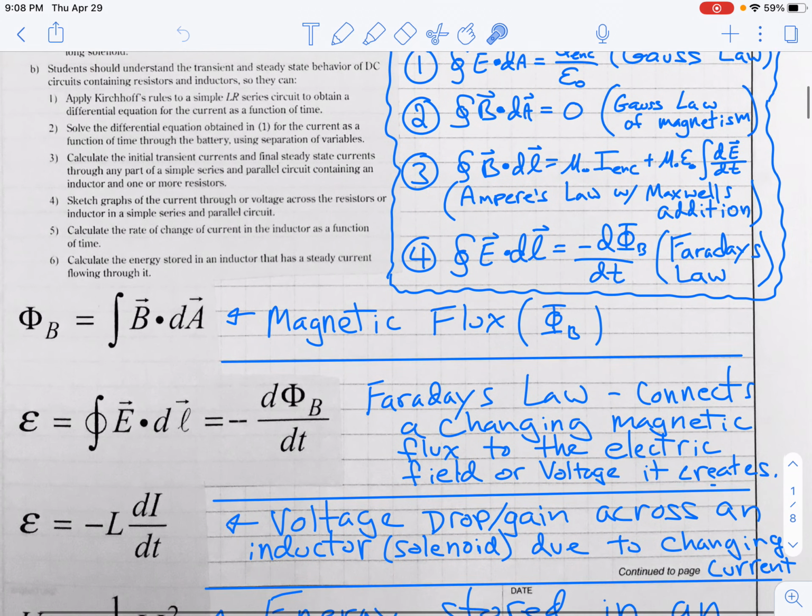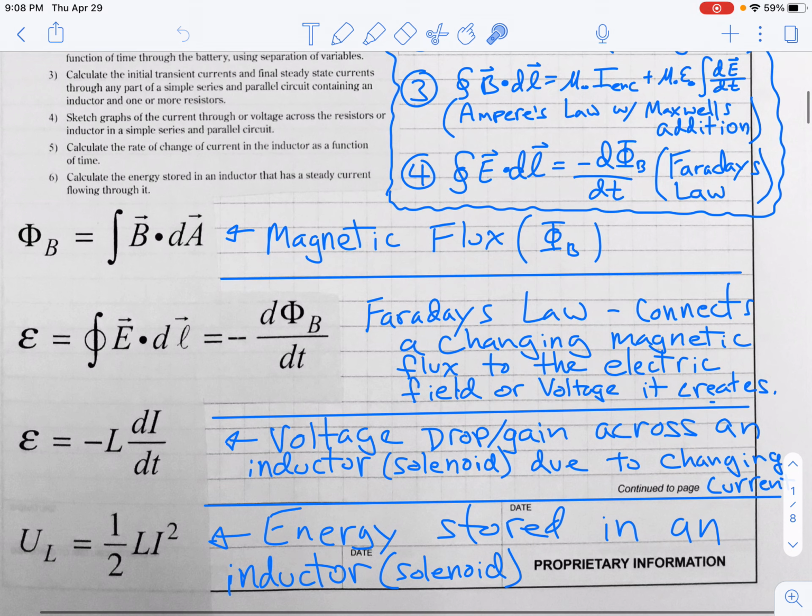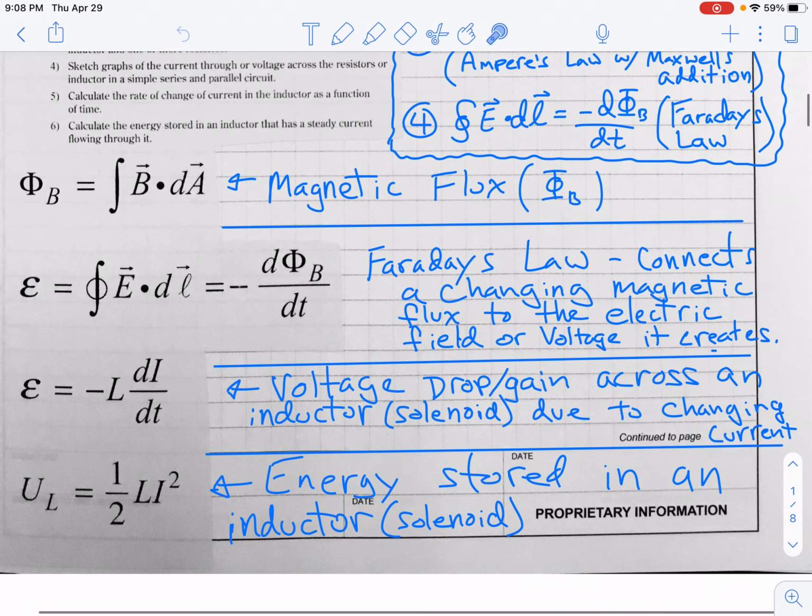The last two equations here have to do with inductors. An inductor, kind of confusing, is just another name for a solenoid, but it's a special type of solenoid. It's a solenoid that's in a circuit. And we'll look at those in another set of notes after we go through these few pages here. That'll be next week when we look at that.